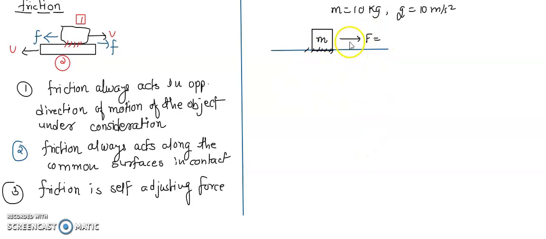Now when this F is acting on the block, suppose F is 10 Newton. Then the friction force will be opposite to this motion, because this force will try to produce motion towards the right. So friction will oppose that motion and be towards the left along the surface, as per point 2. Friction is self-adjusting. What is meant by that? It will adjust its value as per the applied force. So here friction would also be 10 Newton.